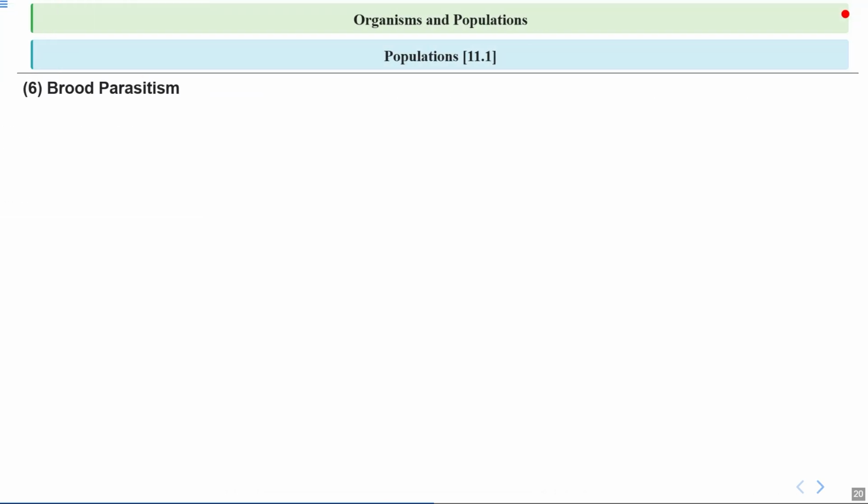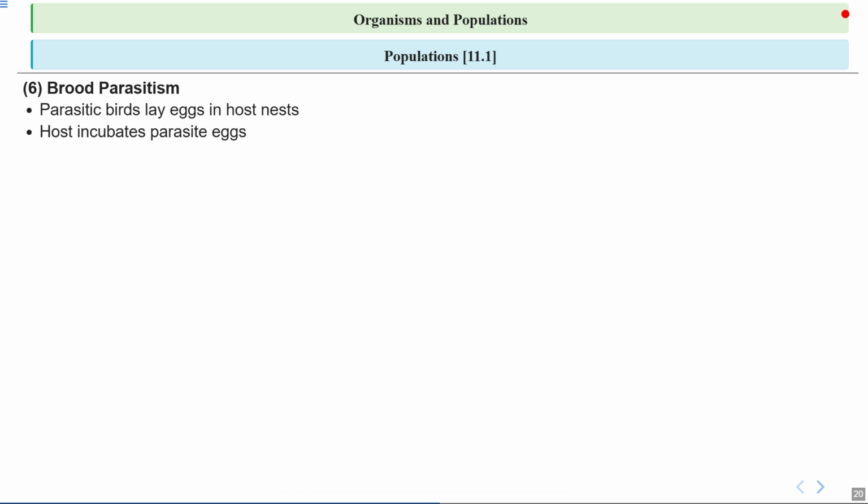Now let's talk about brood parasitism. This is a fascinating behavior where certain birds rely on other species to raise their young. Here what happens is the parasitic bird lays its eggs in the nest of the host bird. This means the parasitic bird is not building its own nest. It is laying eggs in the nest of other birds. Here the host will incubate the parasitic eggs.